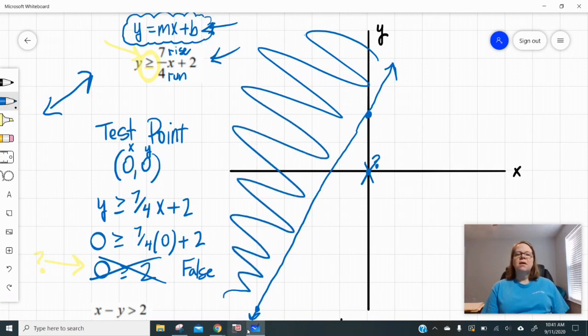And so something like this is probably good enough shading for your teacher, so kind of follow how they did it in class. But that's it. You have graphed your linear inequality.